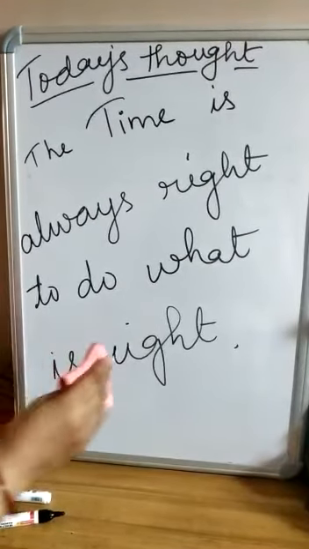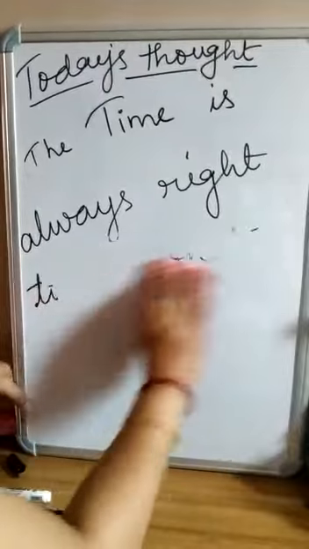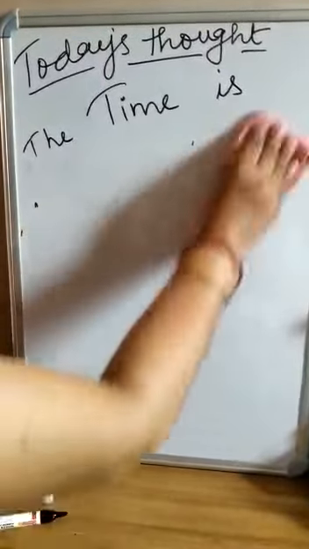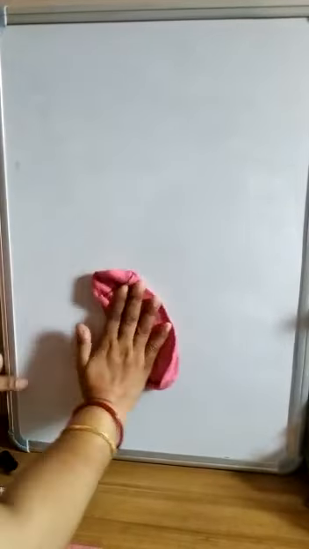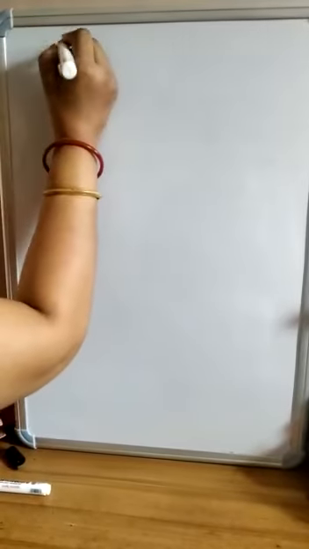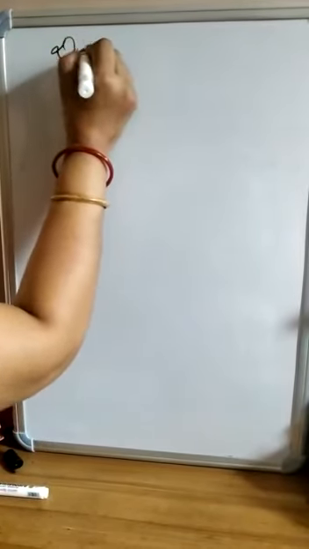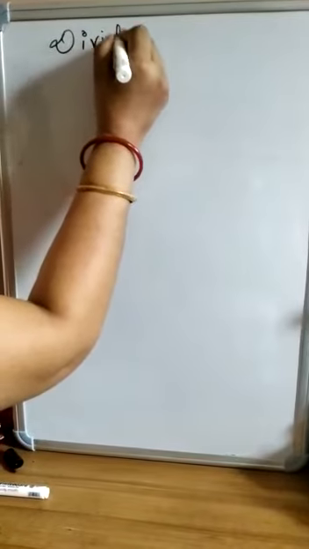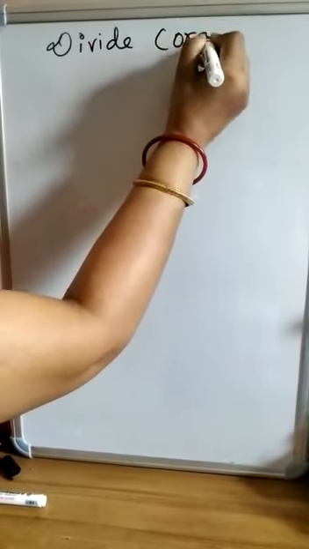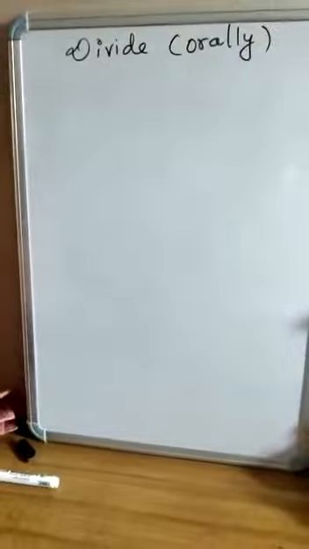The topic is division orally. How you will do division orally. Topic is division, divide orally. It is unit number 4.